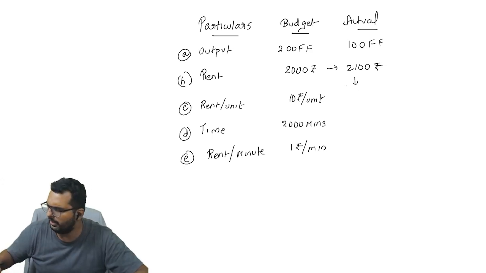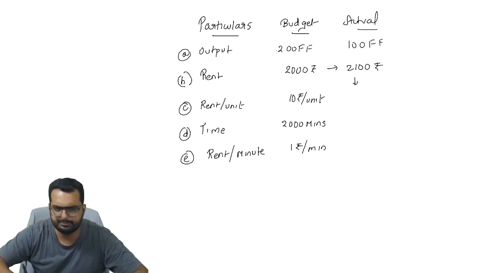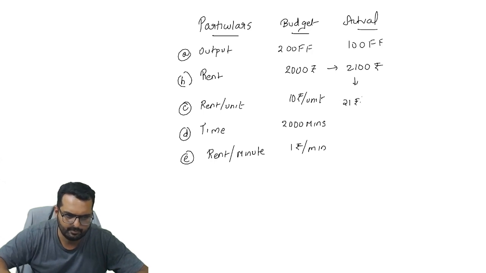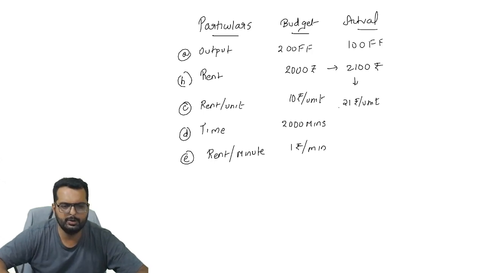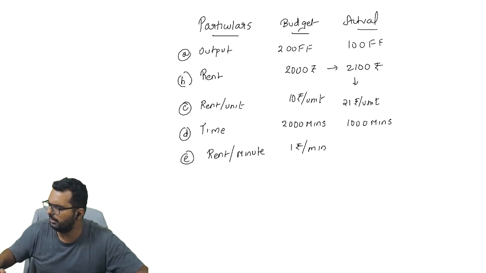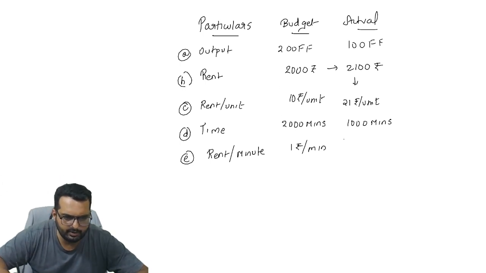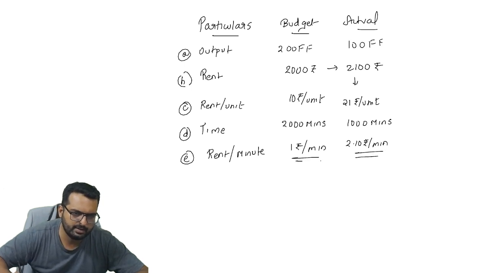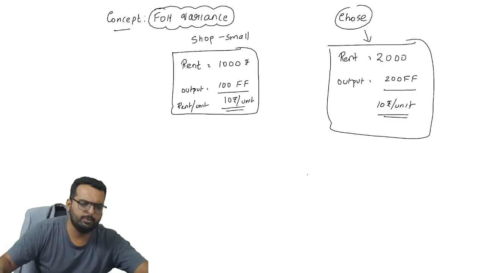Rent per unit now will turn out to be how much? 21 rupees per unit. And for 100 fish fry, this fellow took, let us assume, 1000 minutes. So he ended up paying a rent per minute of how much? 2.1 rupees per minute. Can you write down till here in your books first, all of you?